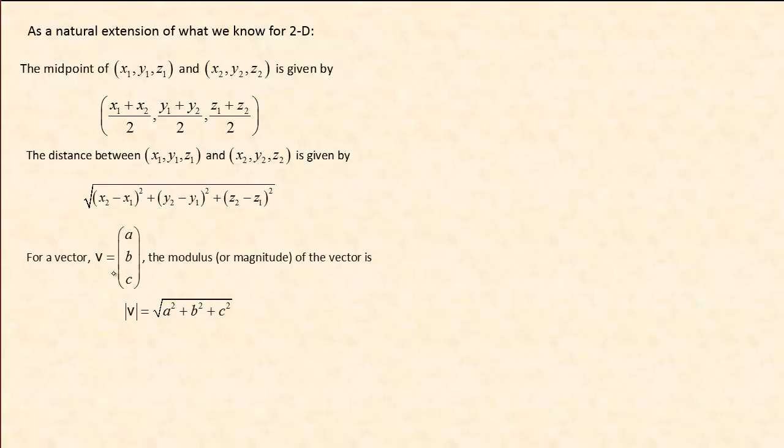For a vector v, which is (a, b, c), the modulus or magnitude of the vector, mod v, is the square root of a squared plus b squared plus c squared, and of course that's just an application of this distance formula where one of the points is the origin.